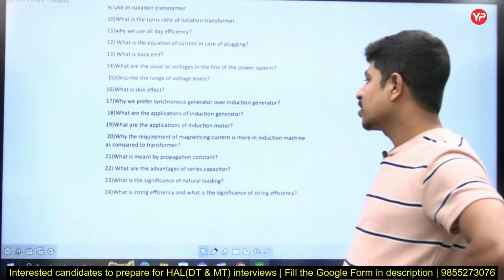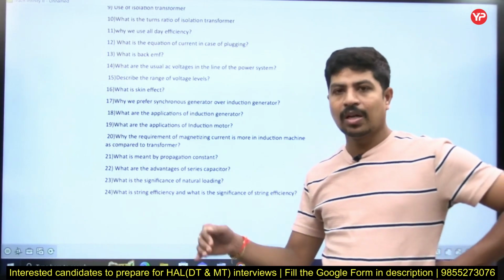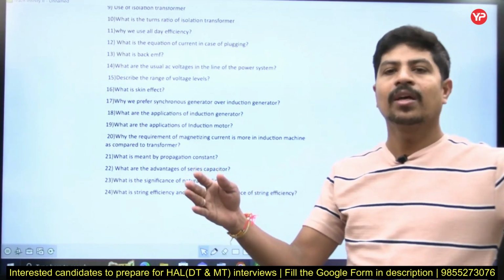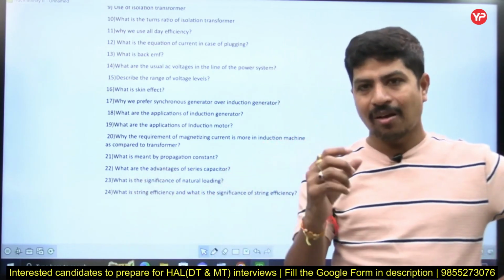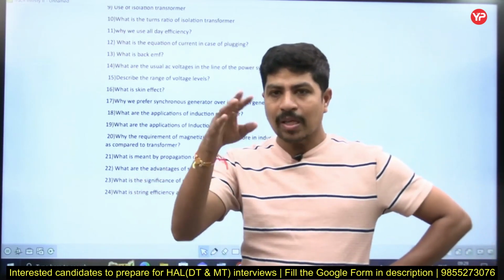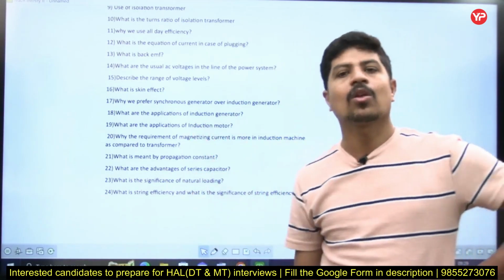What is meant by propagation constant? In a power system, our wave travels from the sending end towards the receiving end. The constant which describes how much is the loss, how much is the radiance of the waveform per kilometer, is called the propagation constant, gamma.